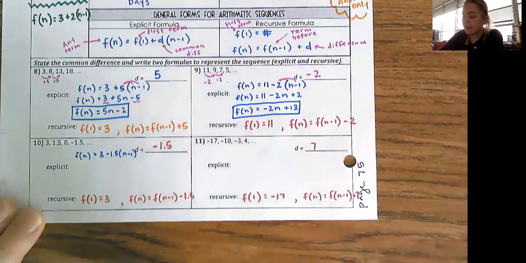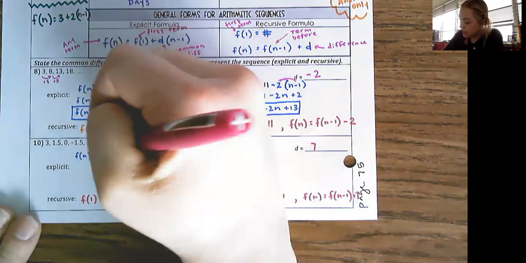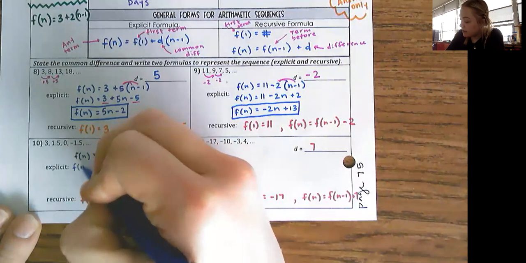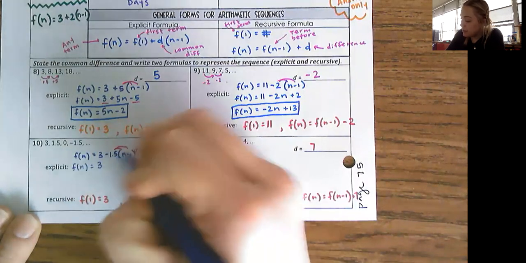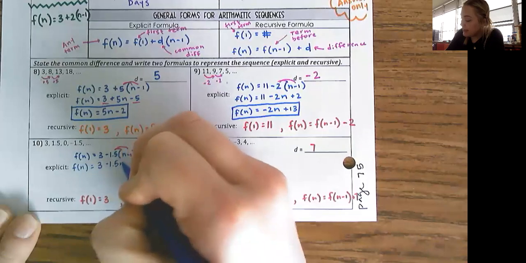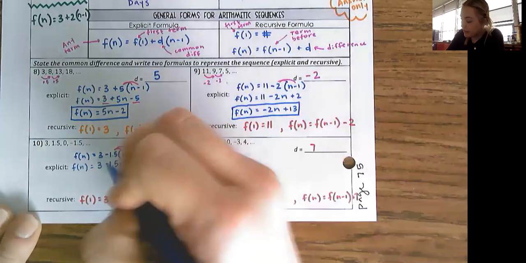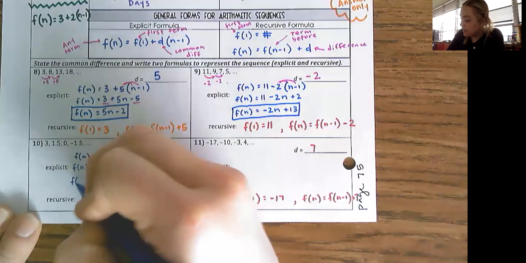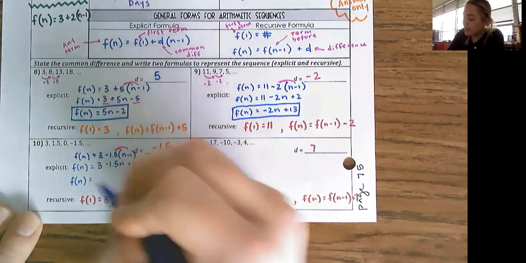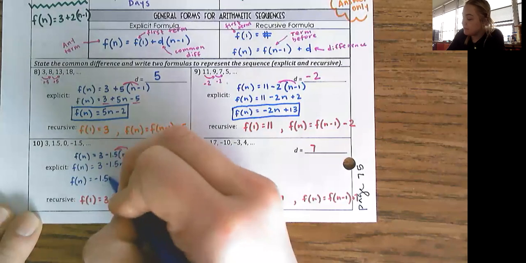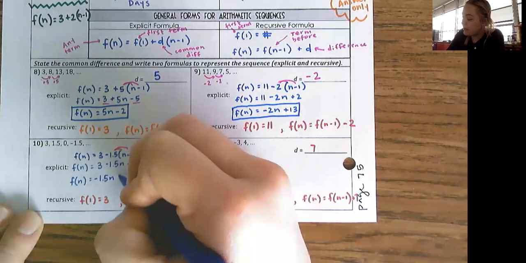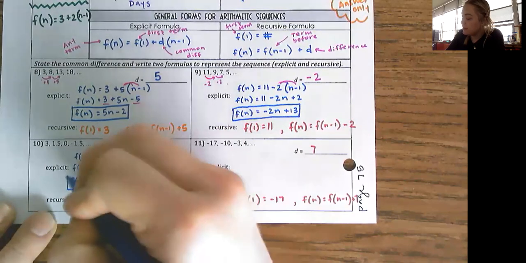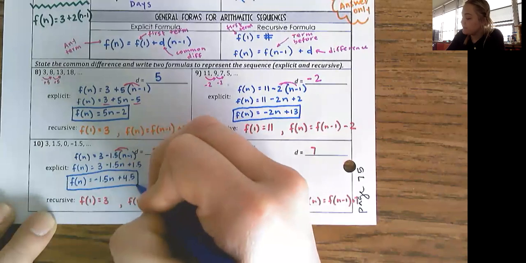Then I can distribute and combine like terms. So I have f of n equals 3 minus 1.5n, and then negative 1.5 times negative 1 is actually plus 1.5. Okay, so f of n equals, I'll bring that negative 1.5n to the front, and then 3 plus 1.5 is 4.5. There is my final explicit equation.